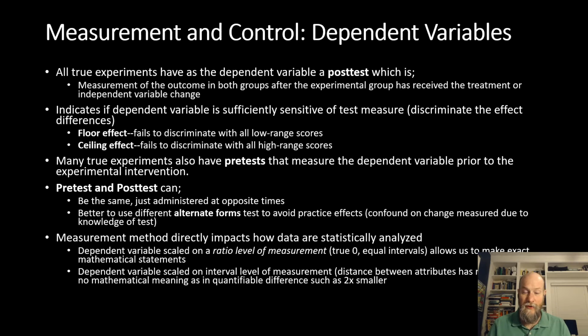So a response time of 10 seconds for the congruent word list is twice as fast as a response time of 20 seconds, for example, on the incongruent list, right? You can make those sorts of comparisons with a ratio level of measurement. You can say that's twice as fast or half as fast as the other. Dependent variables that are scaled on an interval level of measurement, remember, that's the difference between attributes, which has significant meaning, but there's no mathematical meaning that can be quantified as one being twice as much as the other.